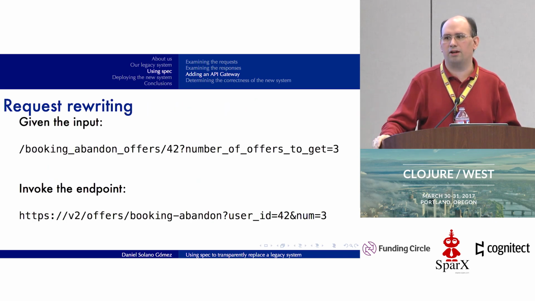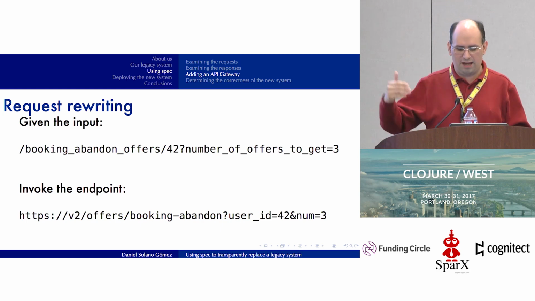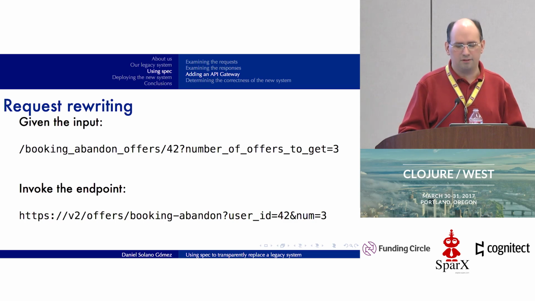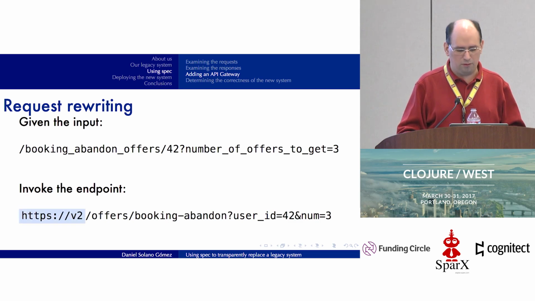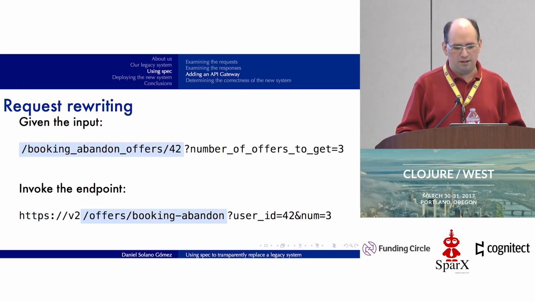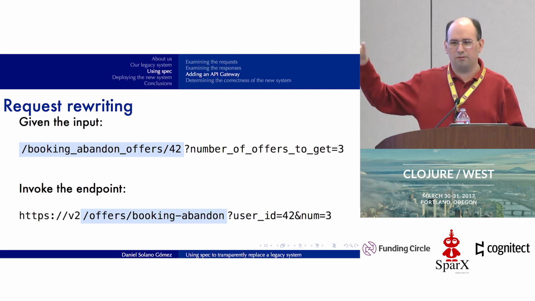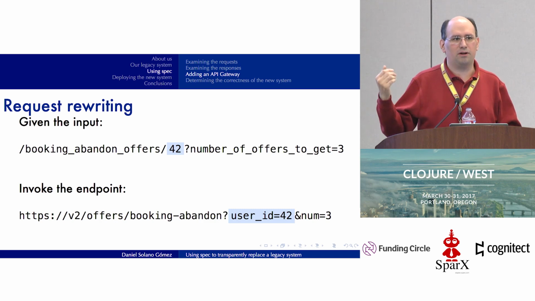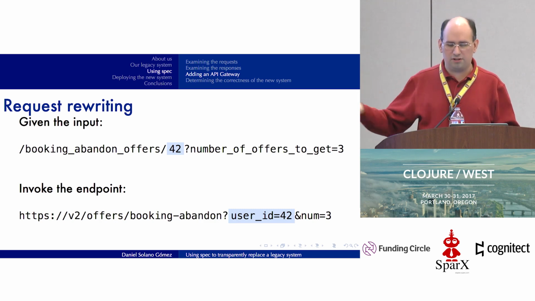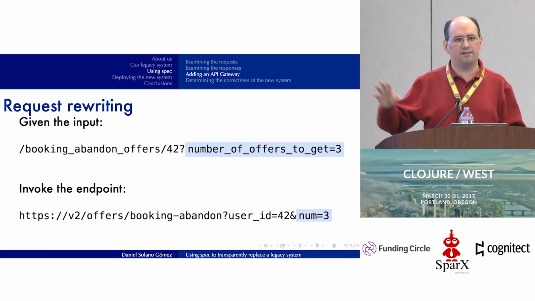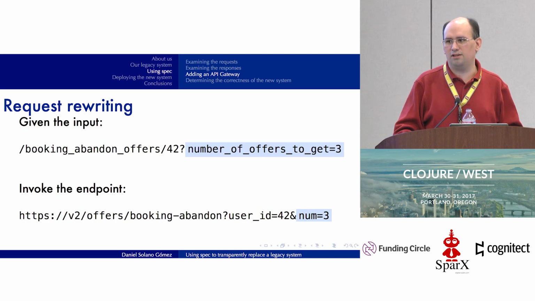An example of some of the rewriting that this can do: we have an input and we want to invoke our new endpoint in a certain way. So we tell it, okay, this is where the new system lives. You need to invoke the endpoint here. Here's the old path, but we actually want to call this new path. In fact, this 42, which is part of the path in the old system, we need to turn into a user ID. And this number of offers to get is just num in the new system. This is all really easy to do in API Gateway.